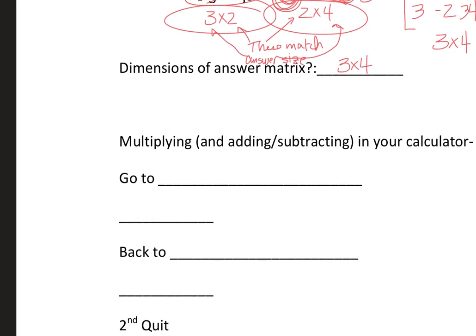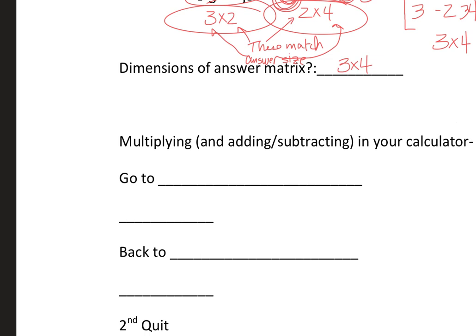To multiply, and or add or subtract, although let me put a disclaimer on addition and subtraction. I personally think you can do addition and subtraction of matrices faster by hand than you can in the calculator. By the time you enter all the numbers in the calculator, I'm sure you would have finished just the addition of all the numbers.